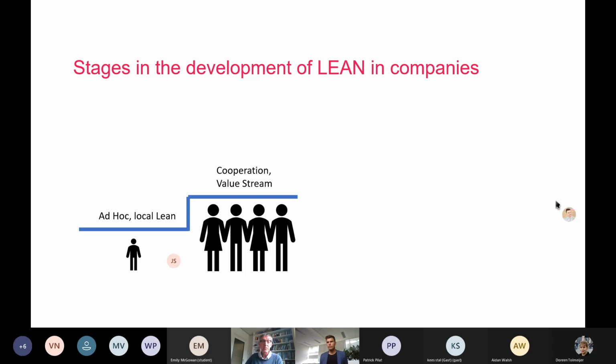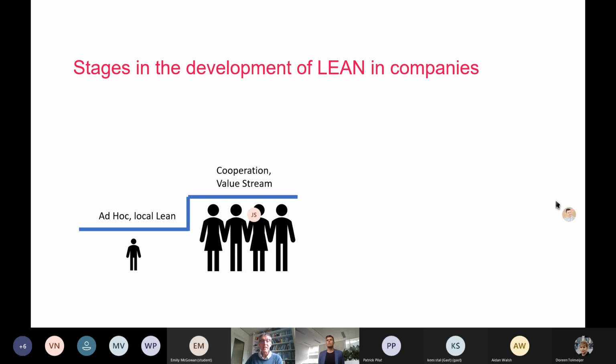Efficiency gives a lot of efficiency. And because other departments, other groups are not willing to cooperate a lot, then it stops. And many times the managers who initiated it leave the company. So this is a ceiling. And in order to go to the next step, we see that cooperation becomes important.